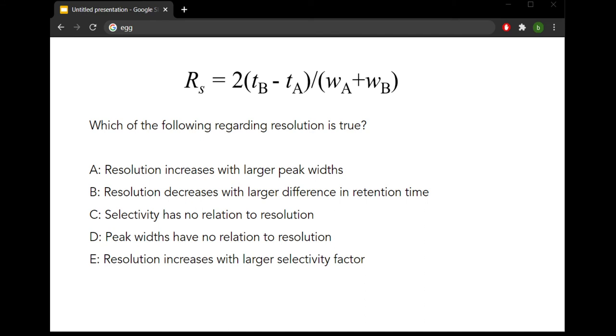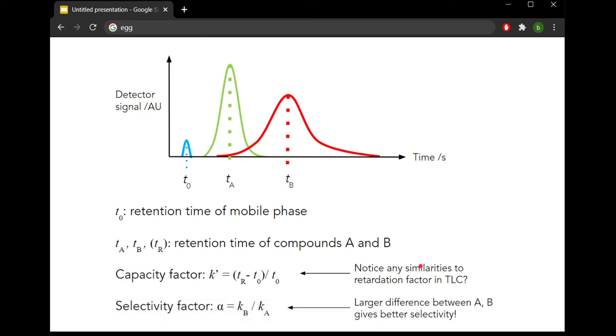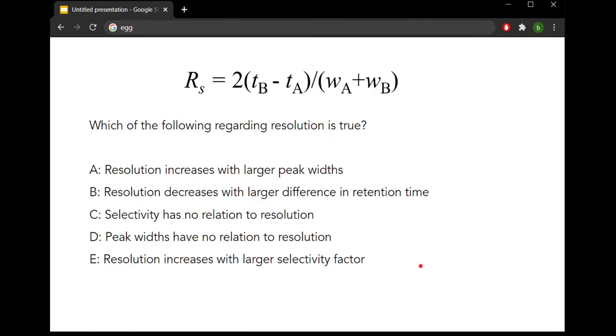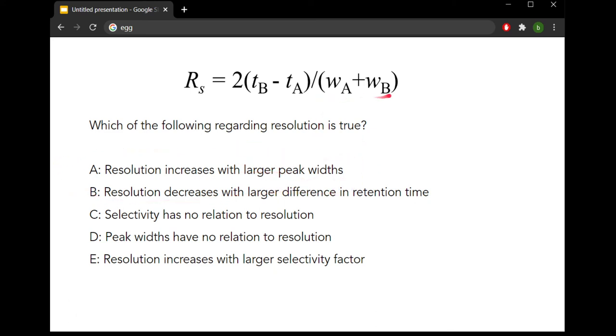Exactly. As the peaks are more distant, you get an increase in the difference in retention time. And what this means is that your selectivity factor increases. If we go back to the selectivity factor, which is defined as KB over KA, the further the peaks are away, the larger your selectivity factor, and therefore the larger your resolution. Resolution does not increase with larger peak widths. It decreases with larger peak widths because it's in your denominator.